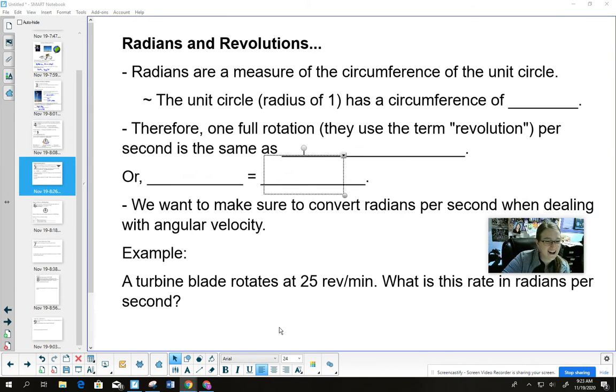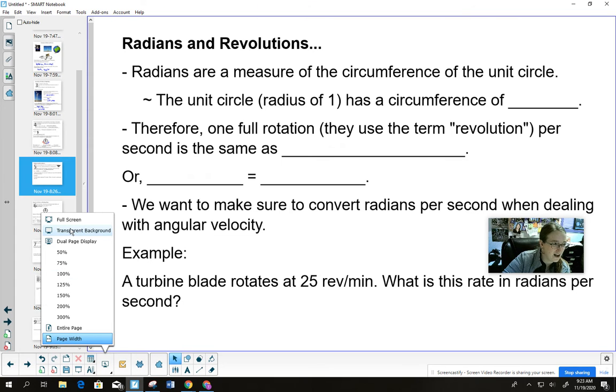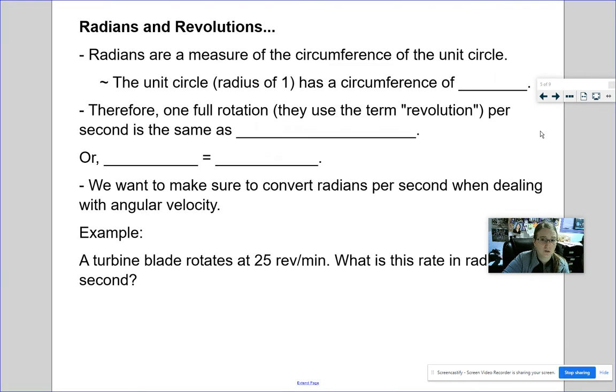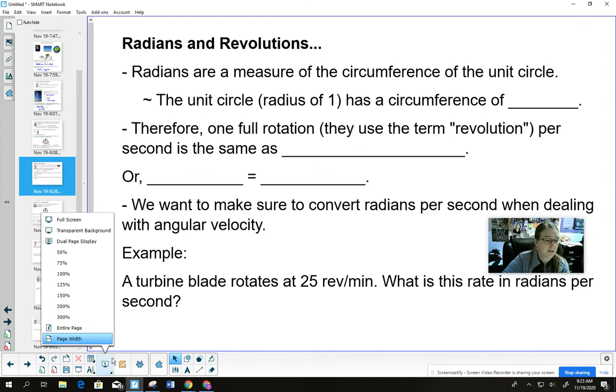Okay, let's talk about radians now. If you're in calculus or pre-calc or whatever, you might have already been talking about radians. So we're just going to do a quick review here. And like I said, it's going to be easier than you think.